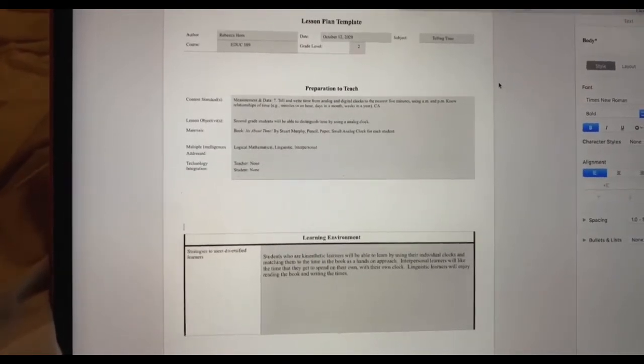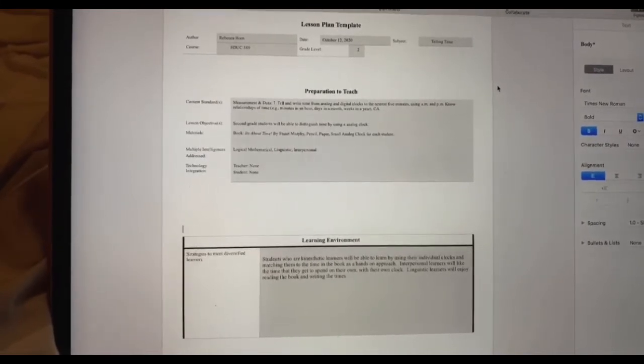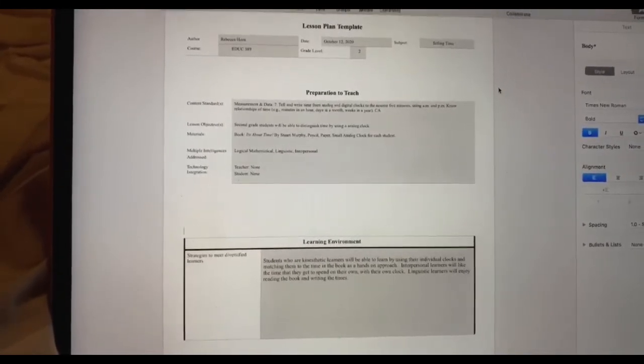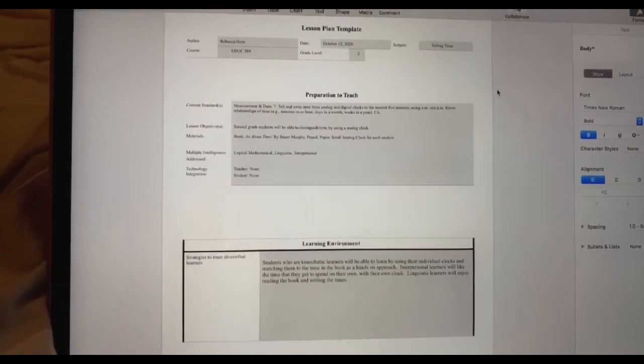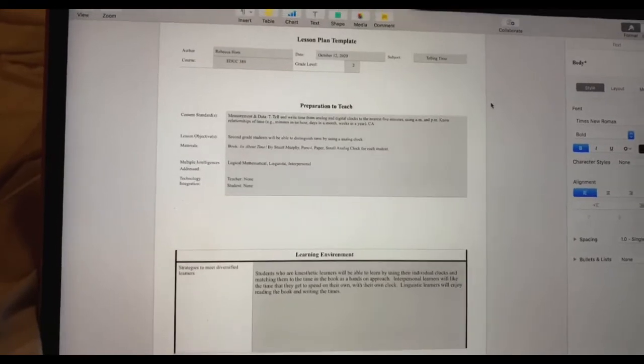So my lesson objective that I created was second grade students will be able to distinguish time by using an analog clock. What's going to be needed is the book It's All About Time by Stuart Murphy, pencil, paper, a small analog clock for each student, and then the worksheet that I'll be passing out. So the multiple intelligences that'll be addressed will be logical mathematical, linguistic, and interpersonal. So the logical mathematical will be addressed because we will be incorporating telling time, which does fall under math, so it is a math standard.